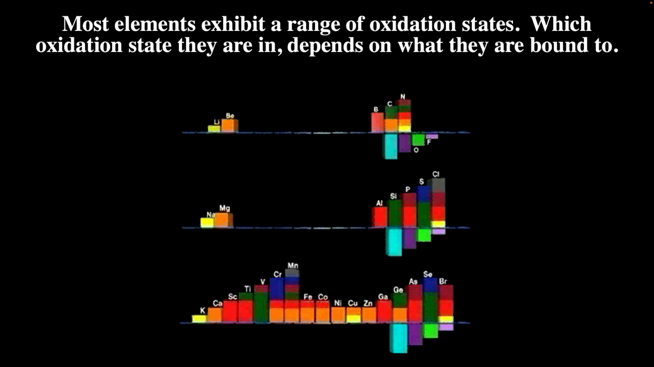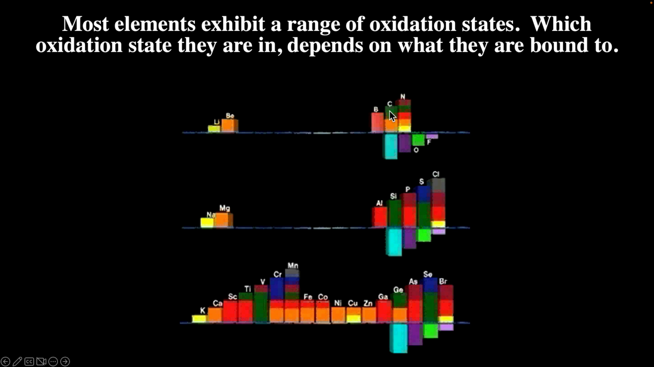Most elements exhibit a range of oxidation states. Which oxidation state they're in depends on what they're bound to. If you look at chlorine, chlorine can go from a -1, so if it gains 1, it gets noble gas configuration, to actually a +7. If it lost 7, it will get a noble gas configuration. So a very wide range of oxidation states.